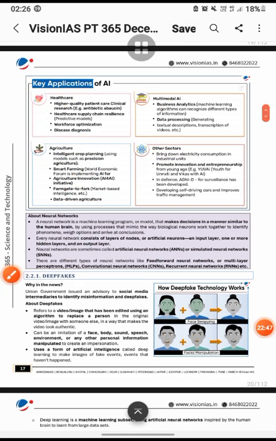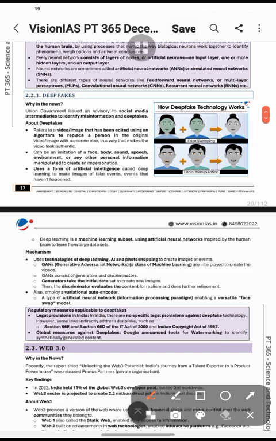Now deepfake: the government asks social media intermediaries to identify misinformation. A deepfake refers to a video or image that is edited using an algorithm to replace the person.